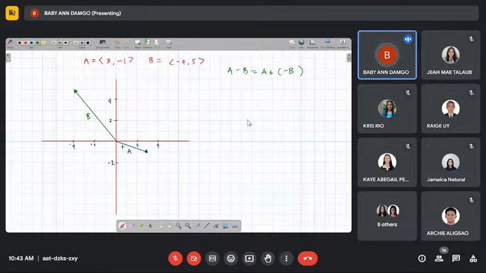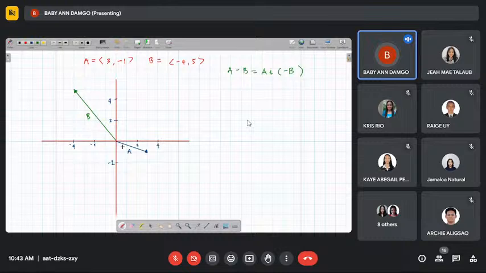So, from this terminal point of A, we have 1, 2, 3, 4. And then the Y is negative 5. So, negative 5 below. So, 5 below. So, 1, 2, 3, 4, 5. So, from the terminal point of A, we have this. This is the representation of negative B.